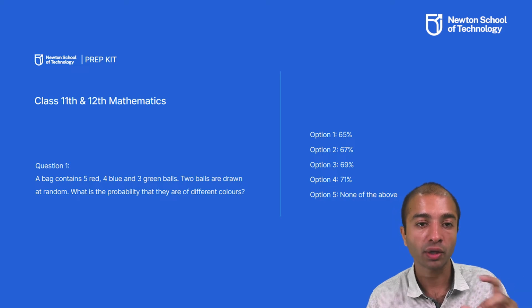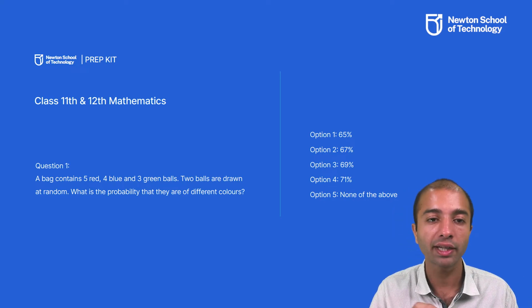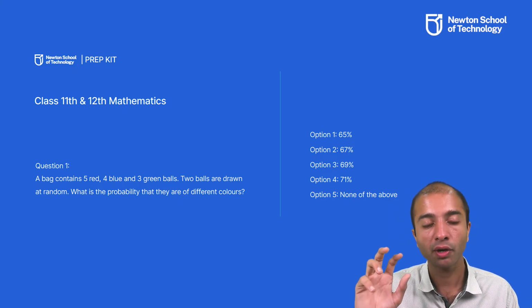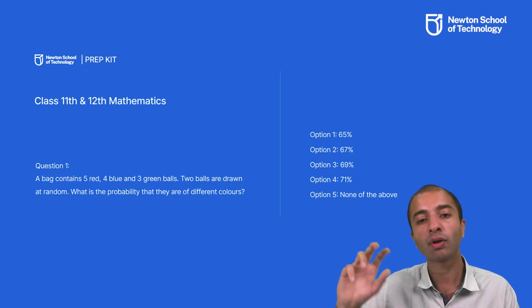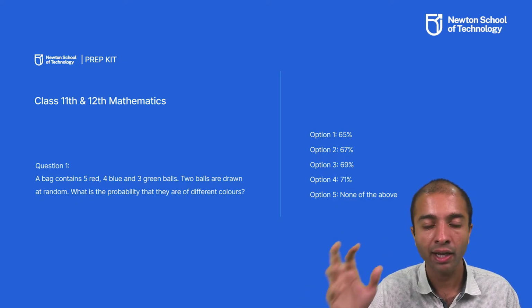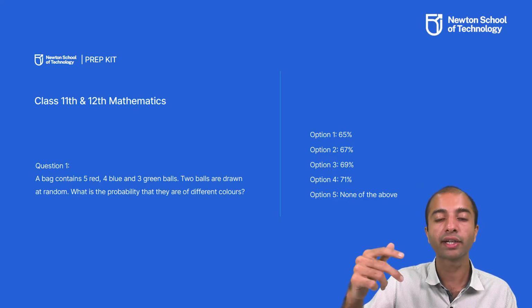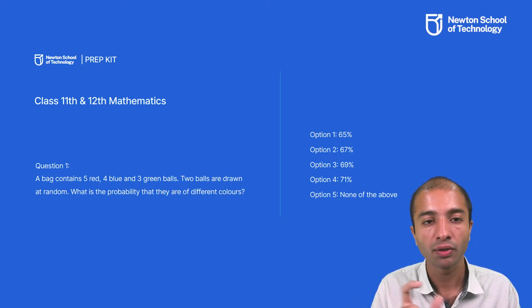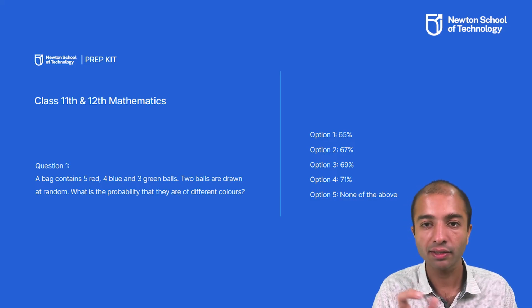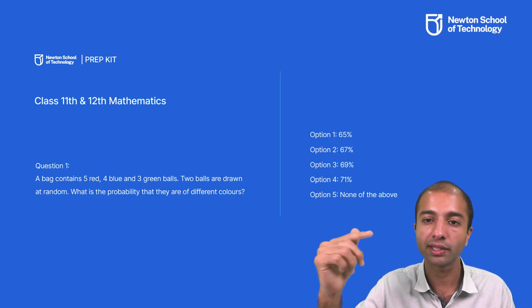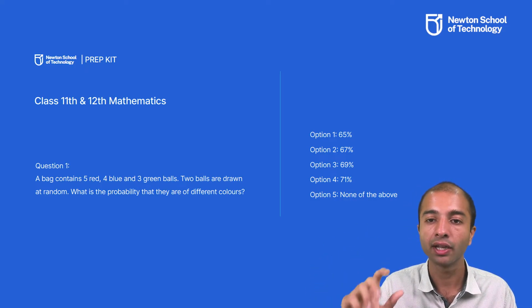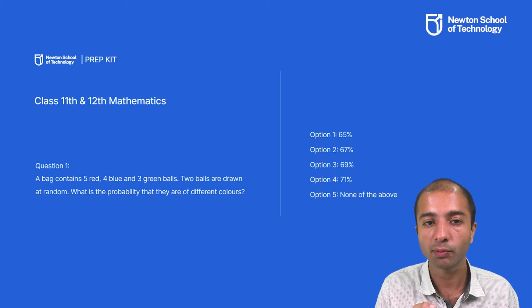So what is the probability of getting 2 reds, plus the probability of getting 2 blues, plus the probability of getting 2 greens, and we subtract this whole from 1. That would give us the probability of getting balls of 2 different colors. Since the options are very close, 65, 67, 69 and 71, we need to actually calculate the probability.